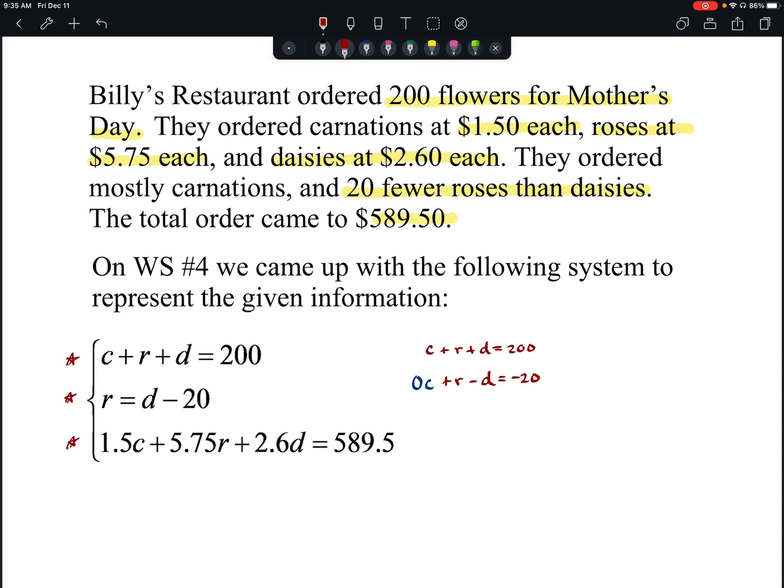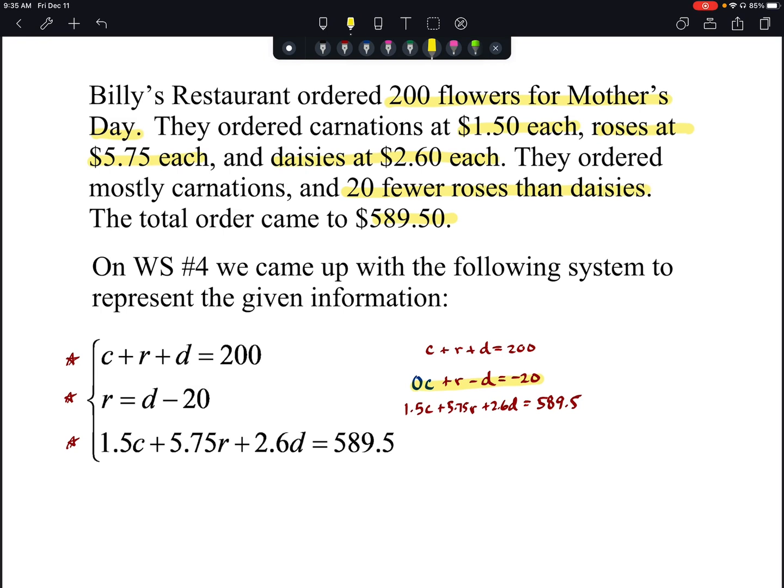And then the last one looks like it's pretty good, right? So we have 1.5C plus 5.75R plus 2.6D equals 589.5. Okay, so that's really important here, just this first part, to make sure that this one's written in the same order as everything else. Now we can build our matrix.